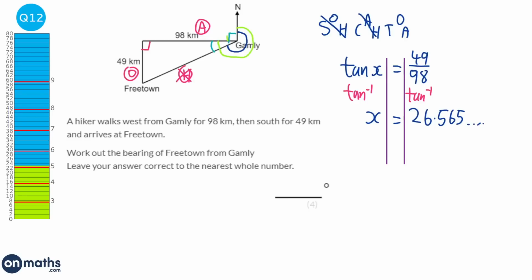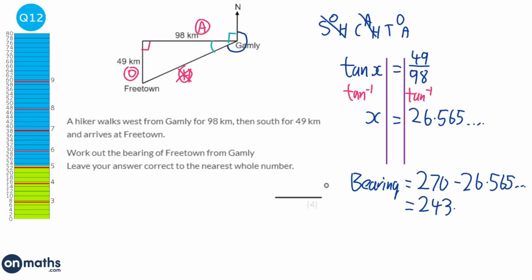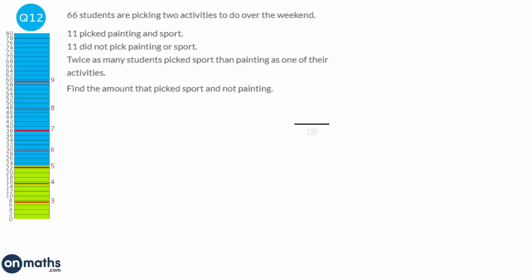Okay, so we know that the whole of the way around up until this point is 270 because we've got this 90 degree left. So what I'm going to do now is work out the bearing. So bearing, we're just going to do 270 take away the 26.565, and so on. And that gives us 243.434, and so on. It wants it to the nearest whole number, so that's going to be 243.